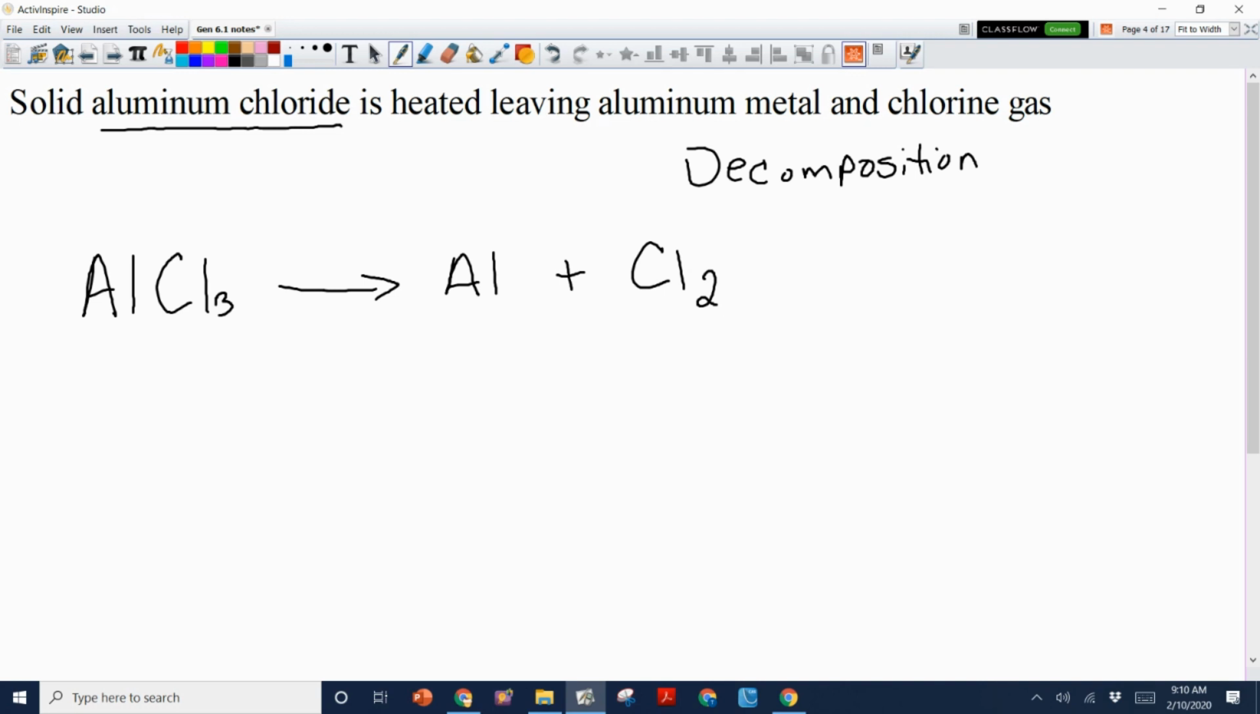Okay, so this is called a decomposition. Now, the way you can recognize a decomposition reaction is that there's only one reactant, and then you have your yield sign, because that breaks down into other elements or compounds. Decomposition reaction.